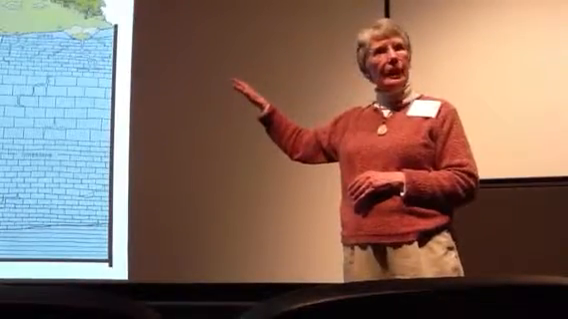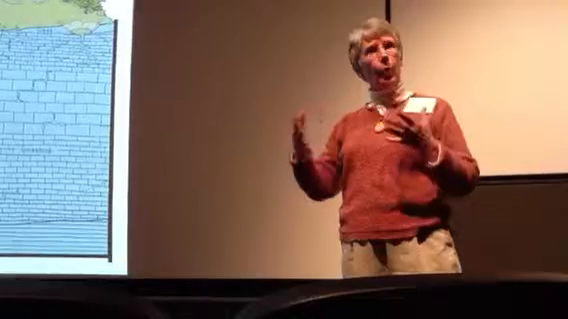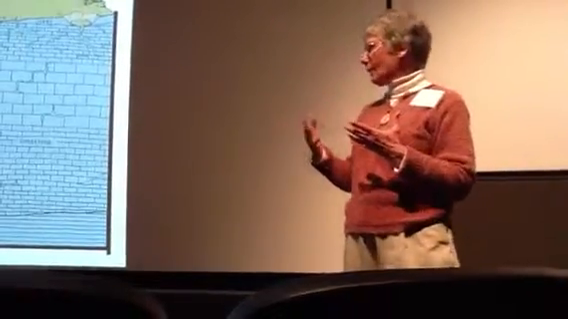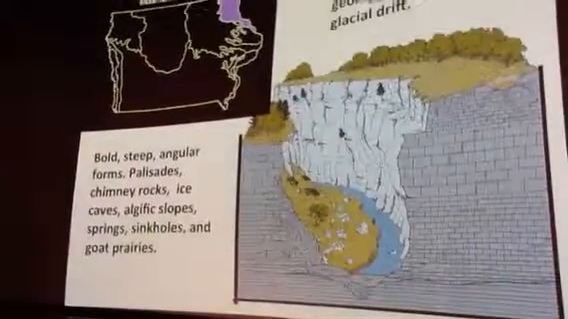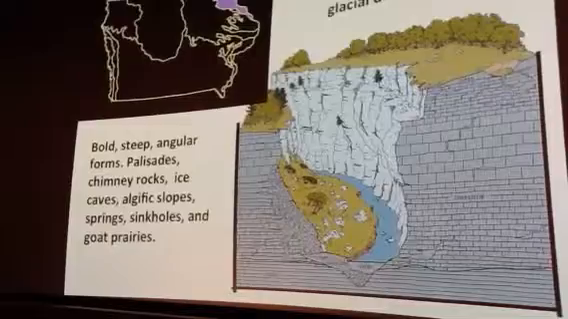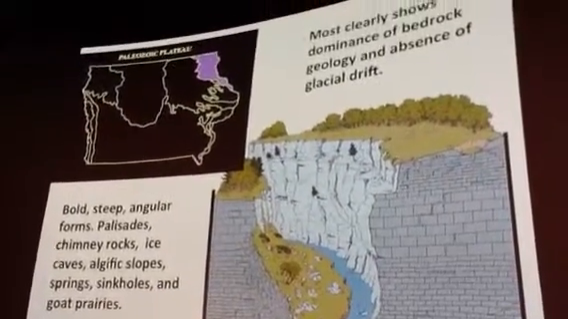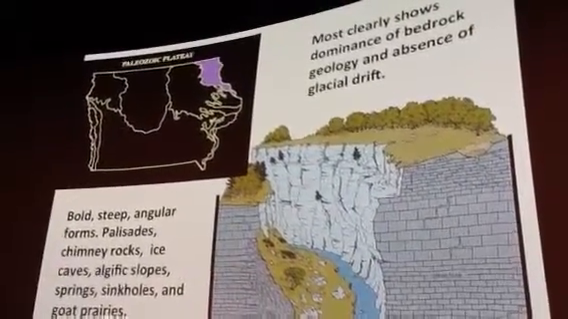They subdue the appearance of the landscape. Those glacial materials are soft, they're relatively easily eroded, they leave a relatively subtle landscape. If those glacial materials are not present, and they are not for the most part in this region of the state, it's a landscape then that takes on a very different appearance, of very bold shapes, steep, angular forms, rock-dominated appearances. This most clearly shows the dominance of bedrock geology and the absence of glacial materials.